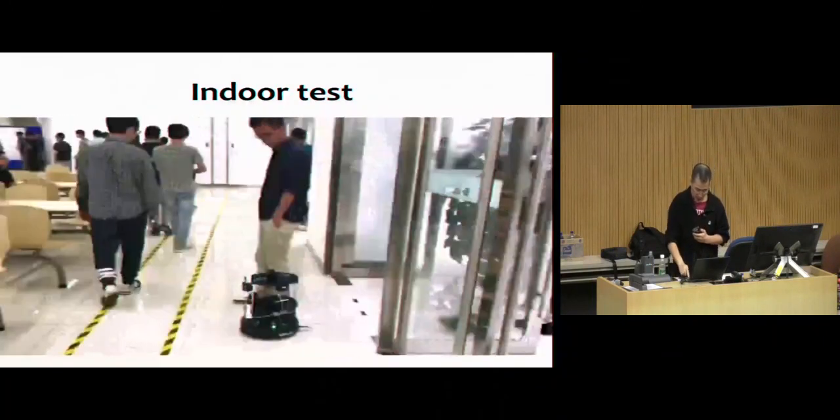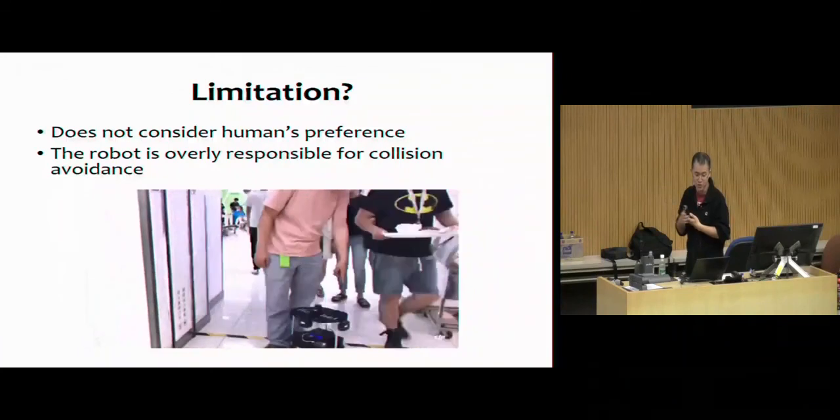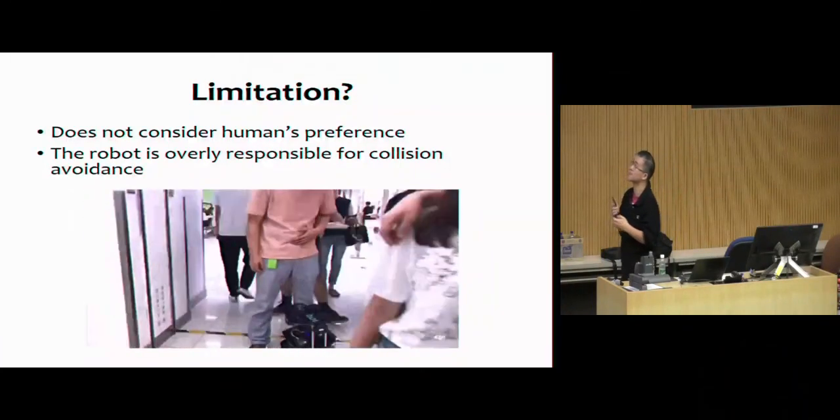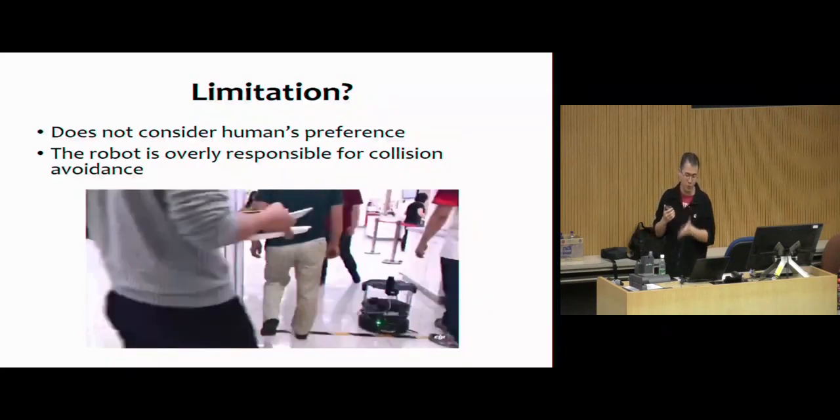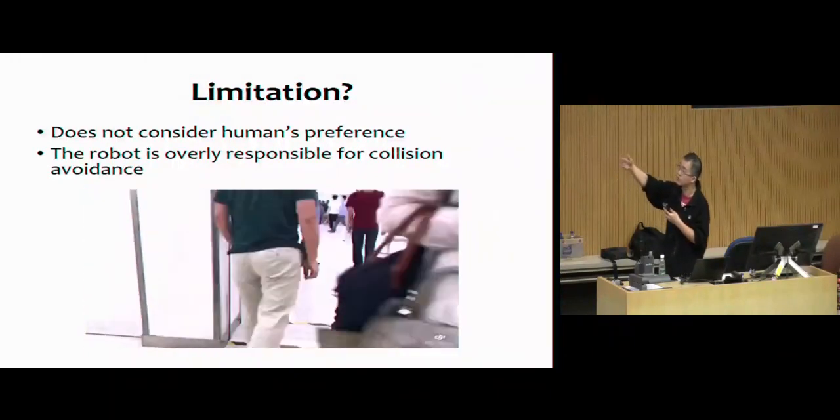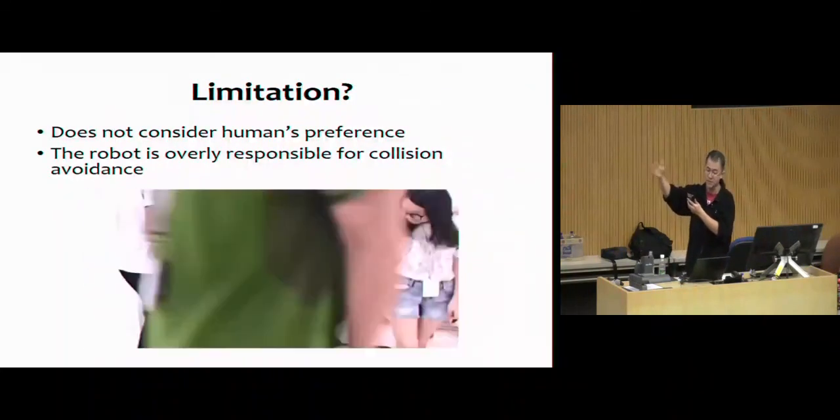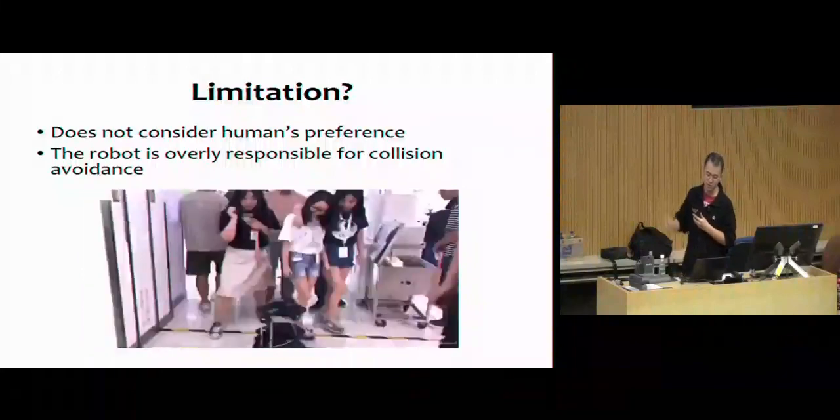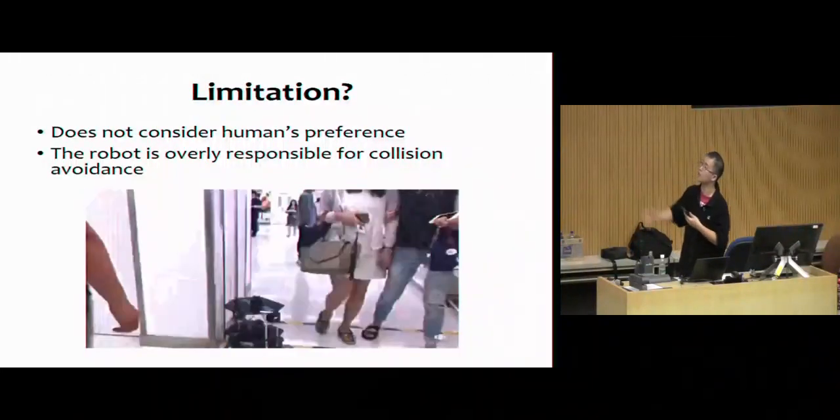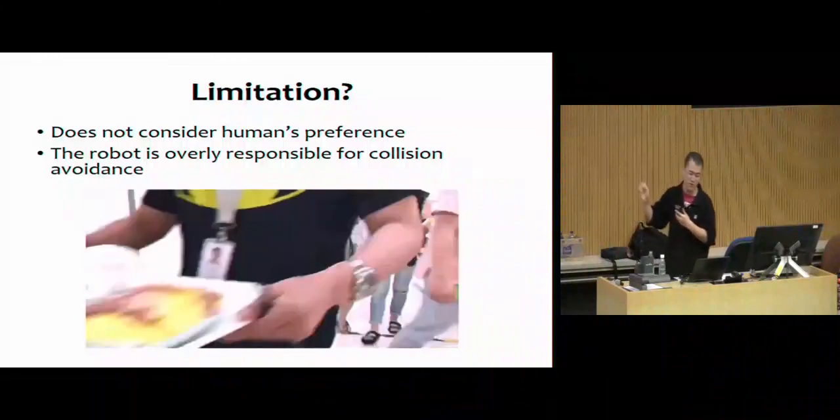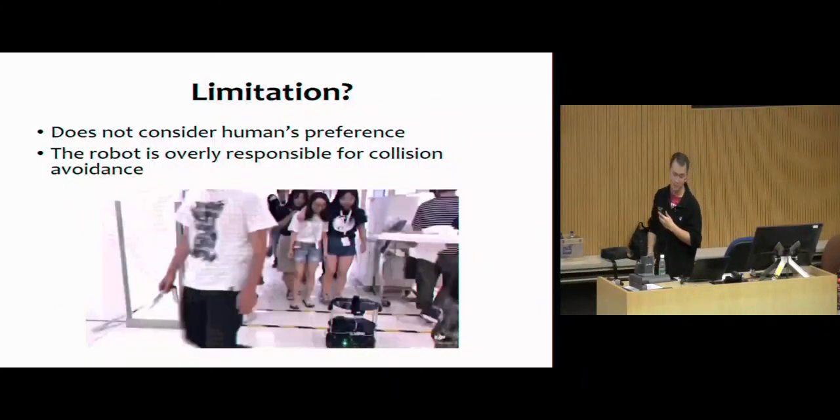And apparently you can see the mutation, because the robot does not consider the human's preference. So the robot actually is overly responsible for the collision avoidance. As you can see, it will change its orientation quickly in order to avoid the collision with the surrounding people. Later in the slides, we will show some of our new work about how to inject the human preference inside this task.